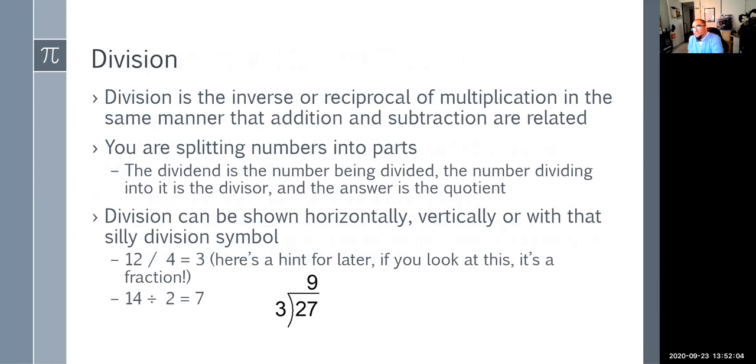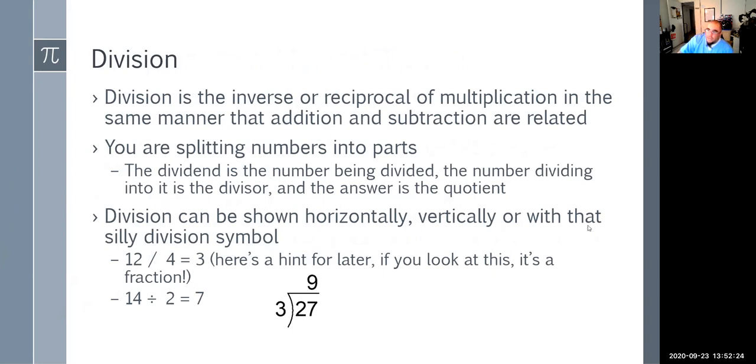Division is the inverse or reciprocal of multiplication in the same manner that addition and subtraction are related. You're splitting a number into parts. The dividend is the number being divided. The number doing the dividing is the divisor, and the answer is the quotient. Again, don't get hung up on memorizing those.